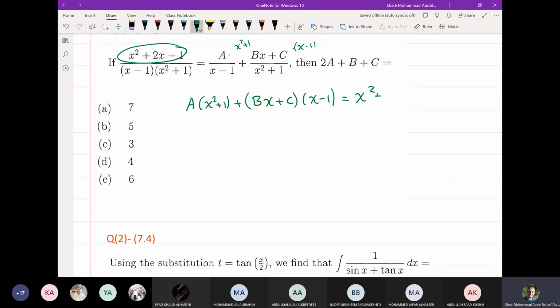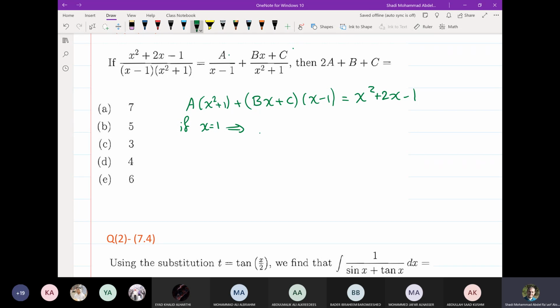X squared plus 2x minus 1. Is that clear? Clear. Yes, clear. Okay. Now we can use the technique called cover up, maybe you know it. If I want to avoid dealing with this term, you can choose x to be 1. So if x equals 1, what will happen? All of this one will disappear. So this is what we call cover up, okay?